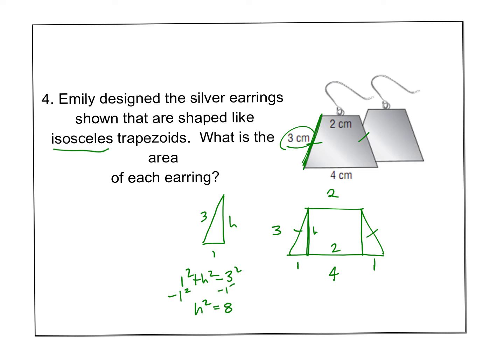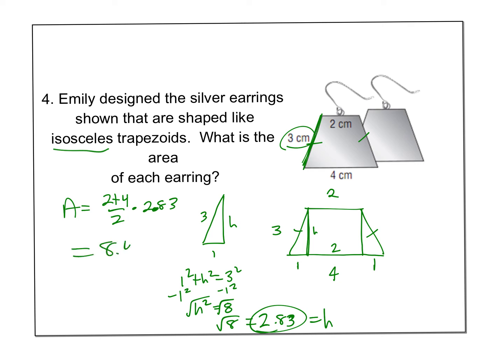Once I subtract 1 squared from both sides, the square root of 8 will just be 2.83. So that's my height. So now my area becomes 2 plus 4 divided by 2, times that height. Okay, so when I multiply it together, my answer becomes 8.49 centimeters squared. That becomes my answer.